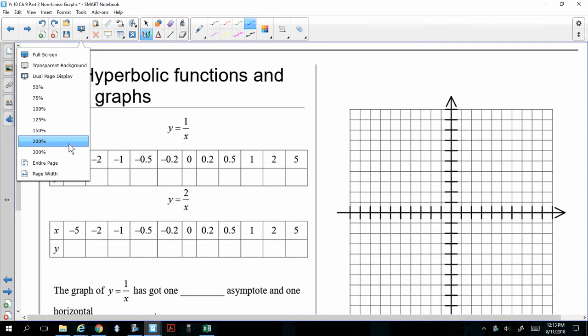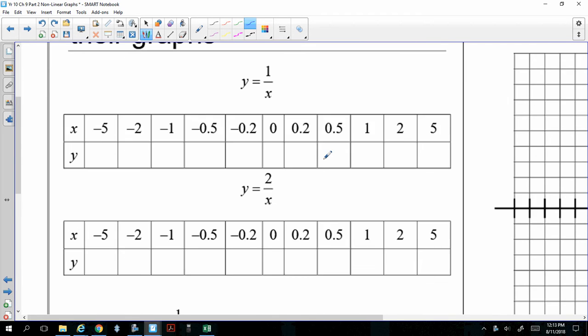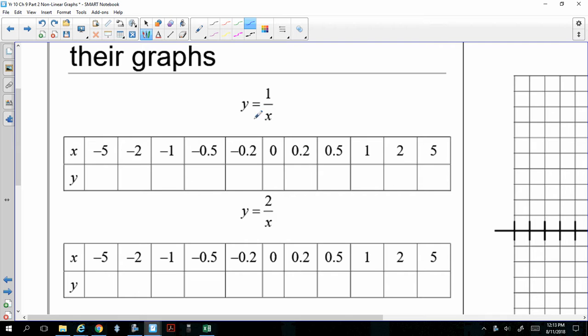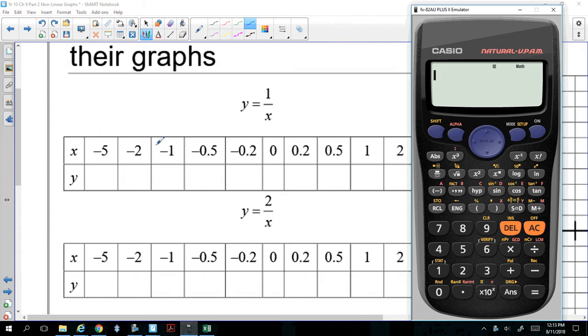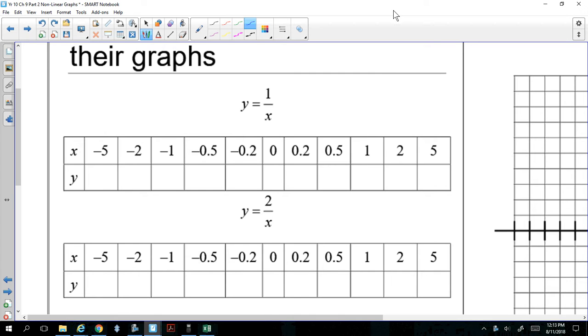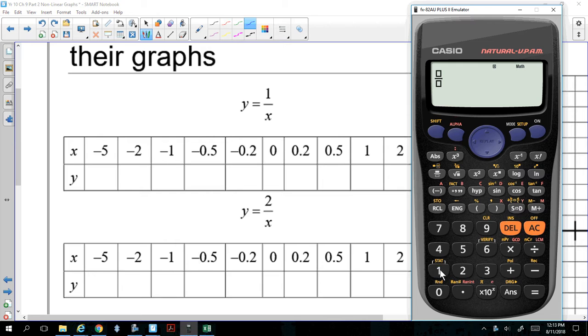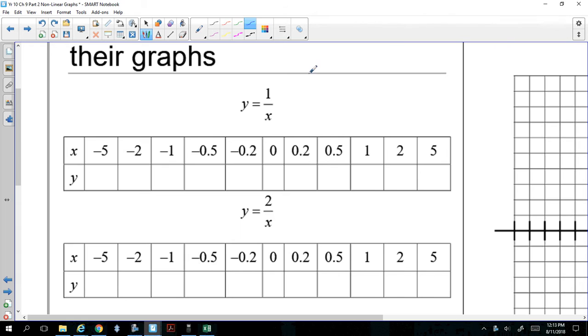Okay, so what's a hyperbola? The best way to find out is to fill in this table of values. You may use your calculator to assist you. So you do 1 over negative 5. What's 1 over negative 5? You just type it in and you get negative 0.2. Yes, that's right. So write in decimal, negative 0.2. And do the next one, you get negative 0.5, negative 1, and then keep it going.